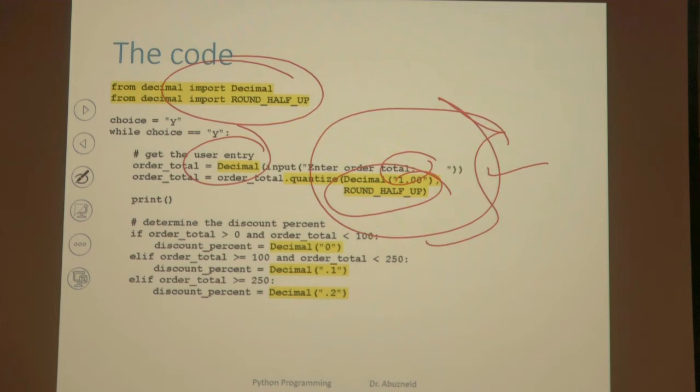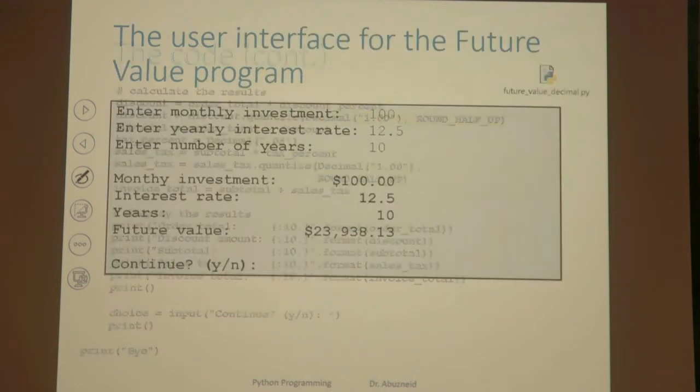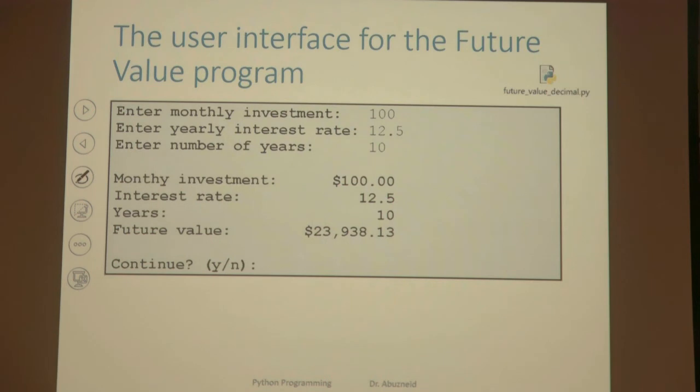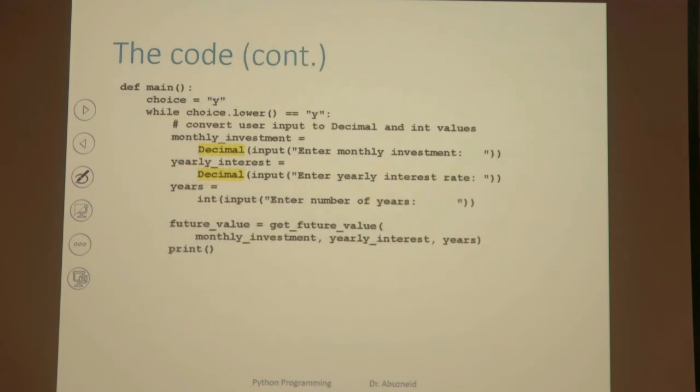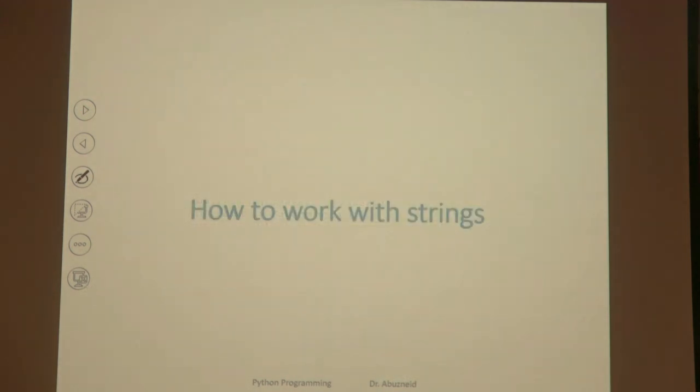So there is a standard. Take a look at how the accountants or the accounting systems deal with these numbers. There is round half up, round half down, and there are laws for it and all of that. So take a look at that. This is the same program we defined with the decimal. Take a look at it, run it, play with it, and see what results you can get out of it. All right, so that's about numbers.